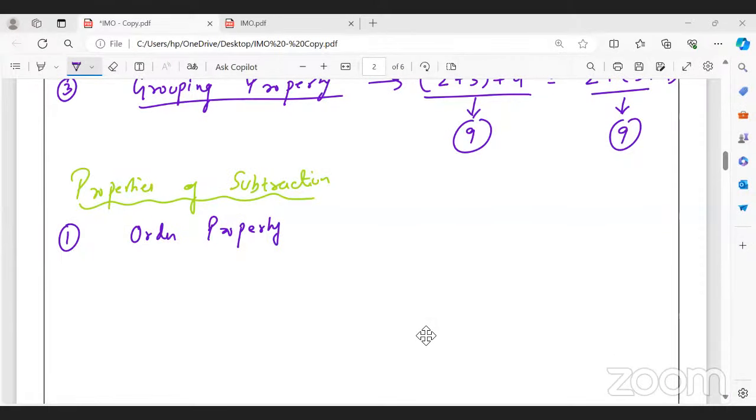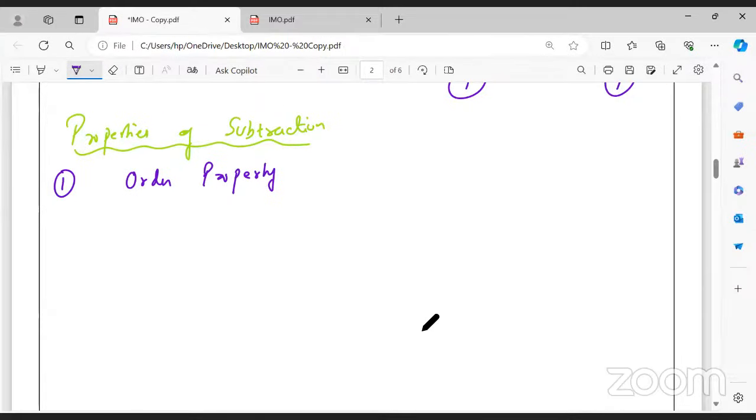Yes, order property. Tell me, can you change? We may subtract a larger number from a smaller number. Very good. I liked it. Yes, order property means you cannot change the number. It should be minuend minus subtrahend. You cannot do subtrahend minus minuend. That means a smaller number will be subtracted from a larger number. Okay? Good. So for example, 10 minus 5 is equal to 5.